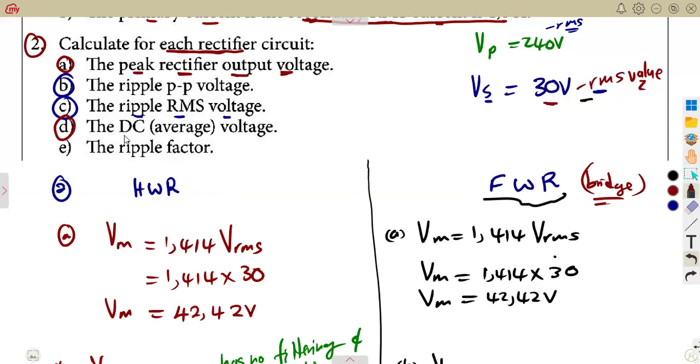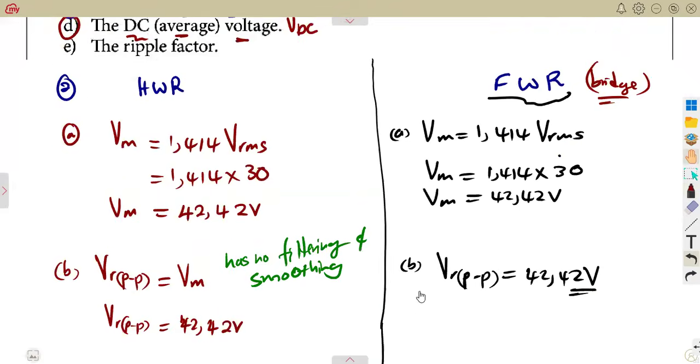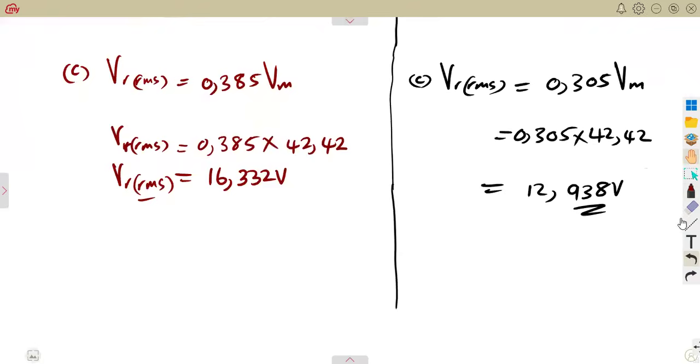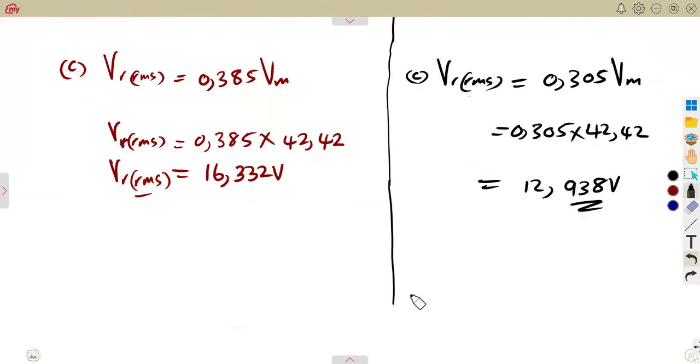On D, we are now asked to calculate the DC average voltage, considering your VDC. So how would you calculate it considering a half wave? So we need to calculate VDC, which is our average voltage. That's D. So the average voltage is given by VDC.